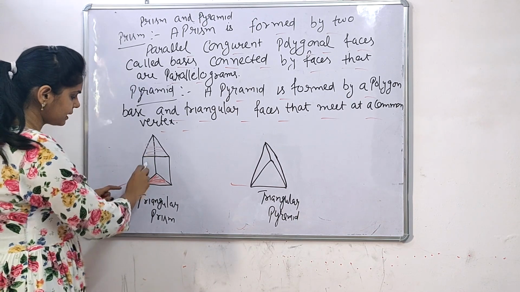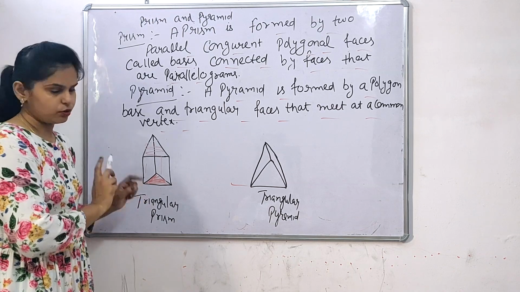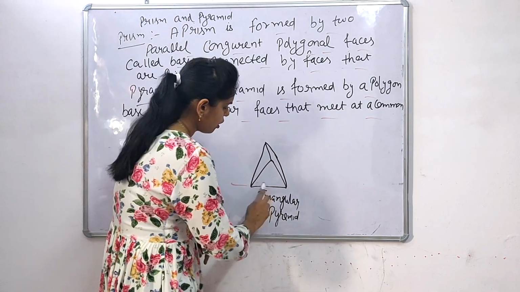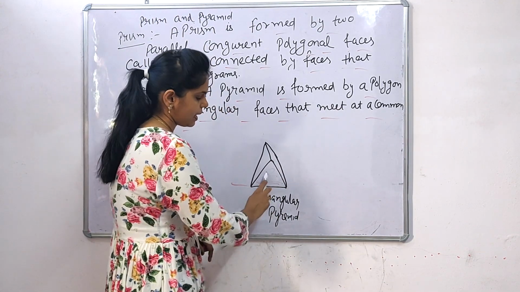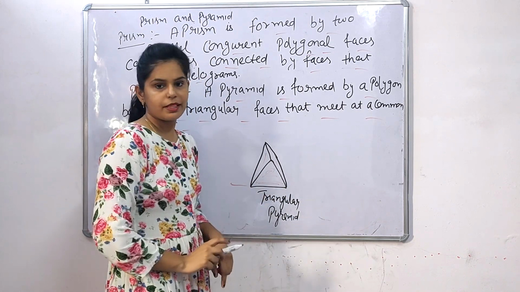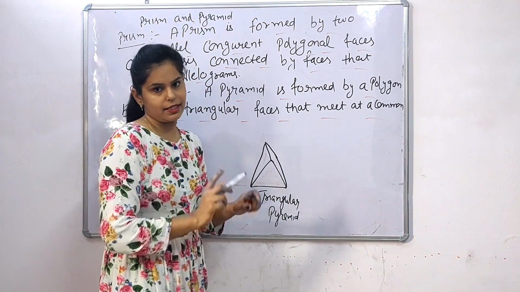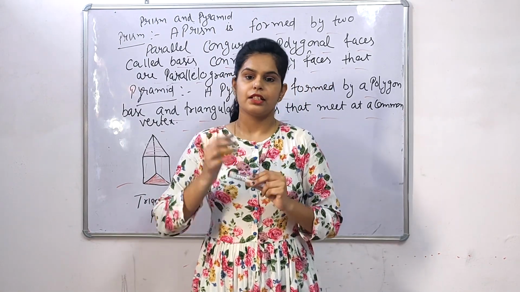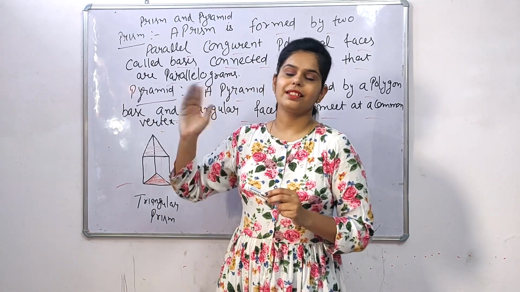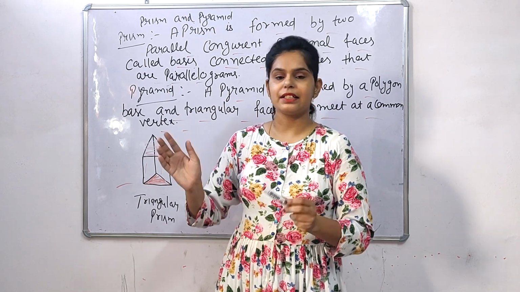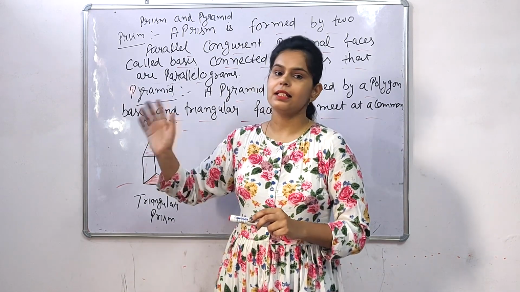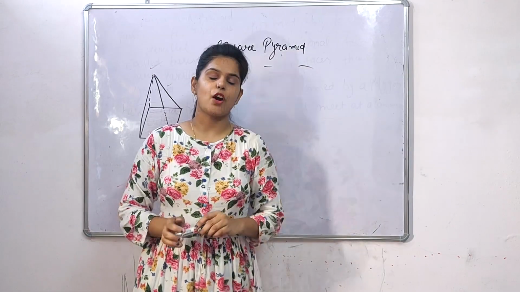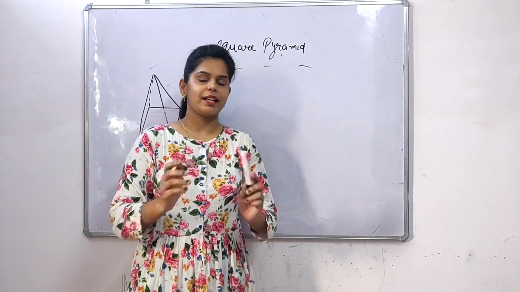So two bases are connected by these parallelograms. And in a triangular pyramid only one base is there and these triangles meet at one vertex. So this is the difference between a triangular prism and a triangular pyramid. In this shape you are looking at a triangular prism and a triangular pyramid. How many faces, vertices and edges are there?